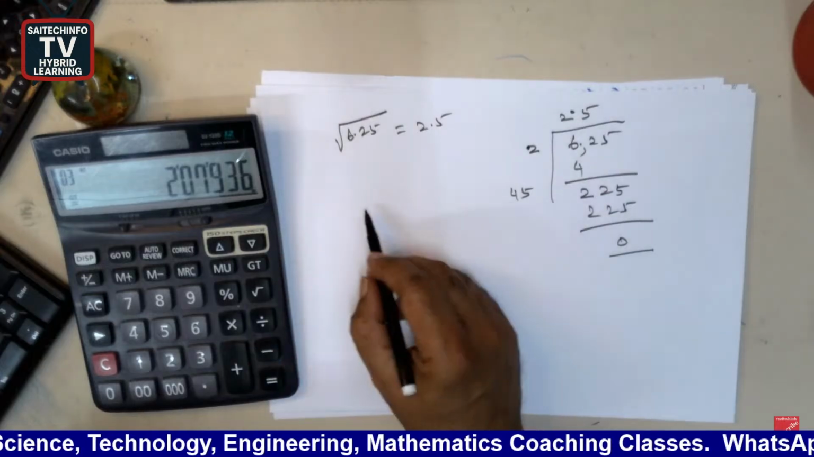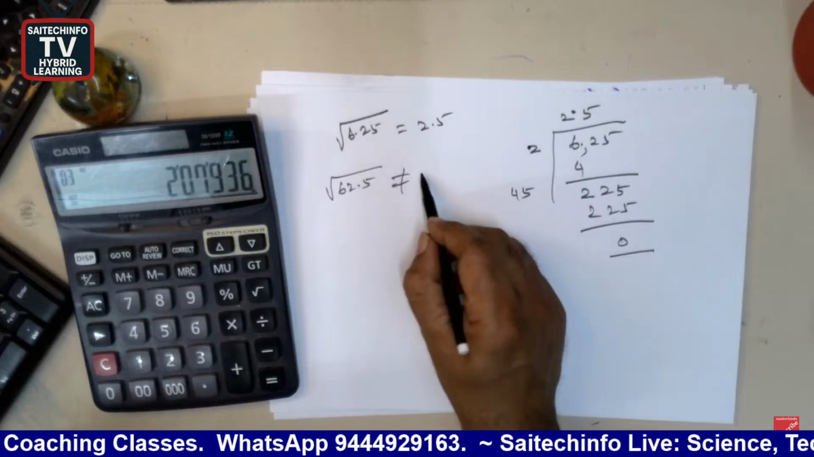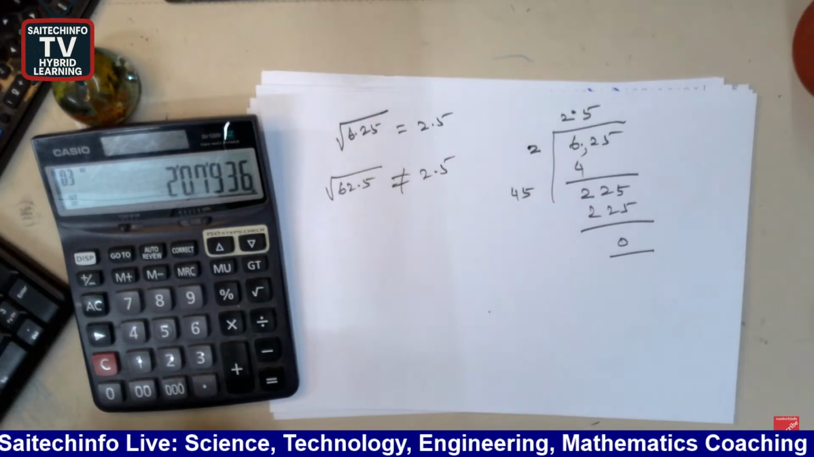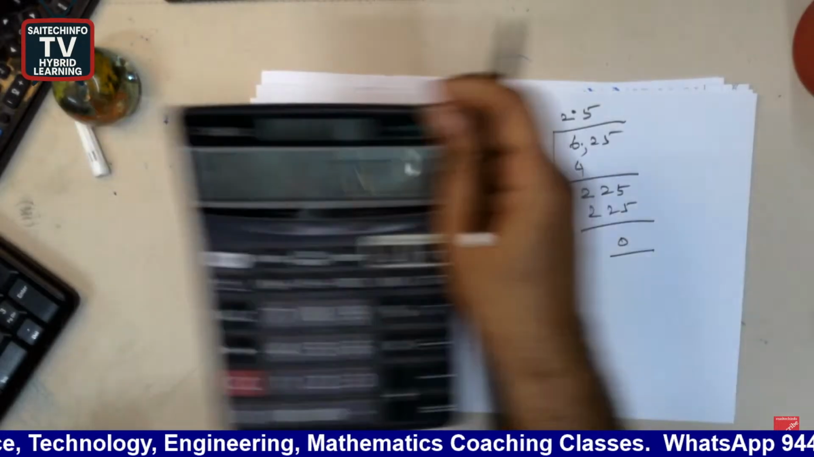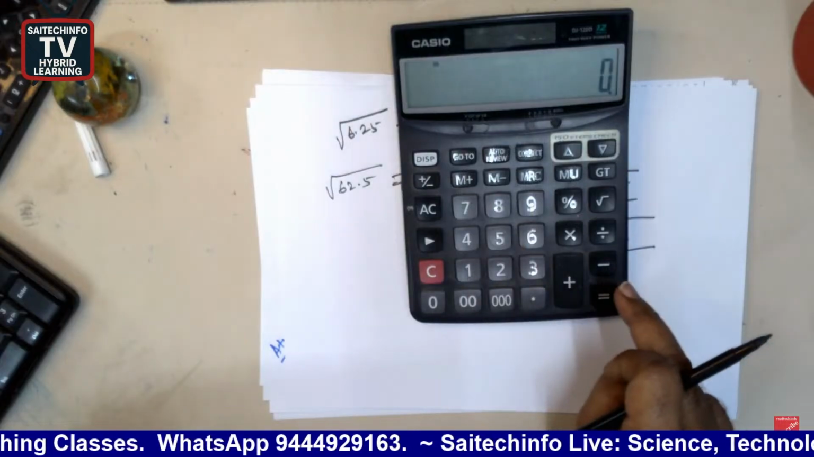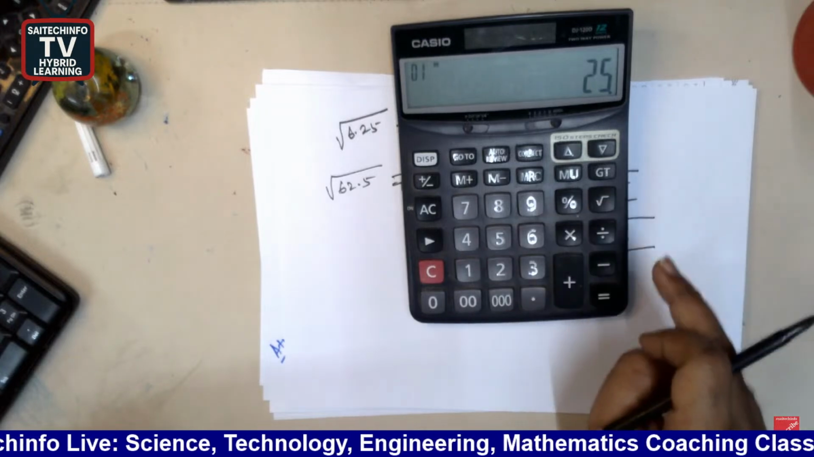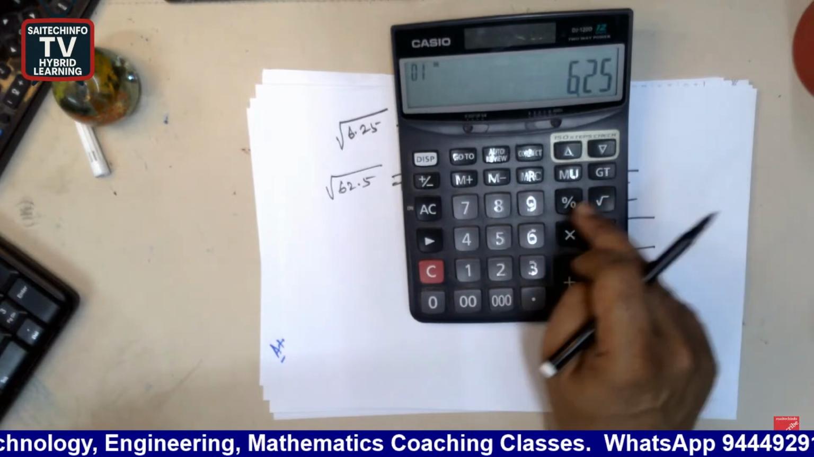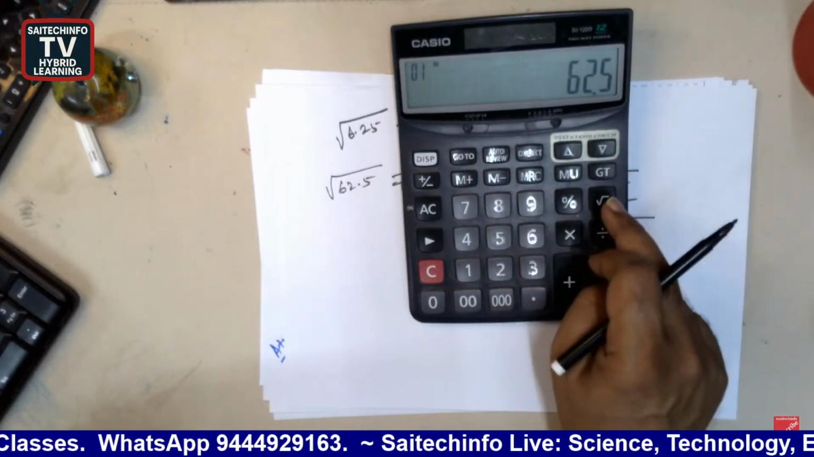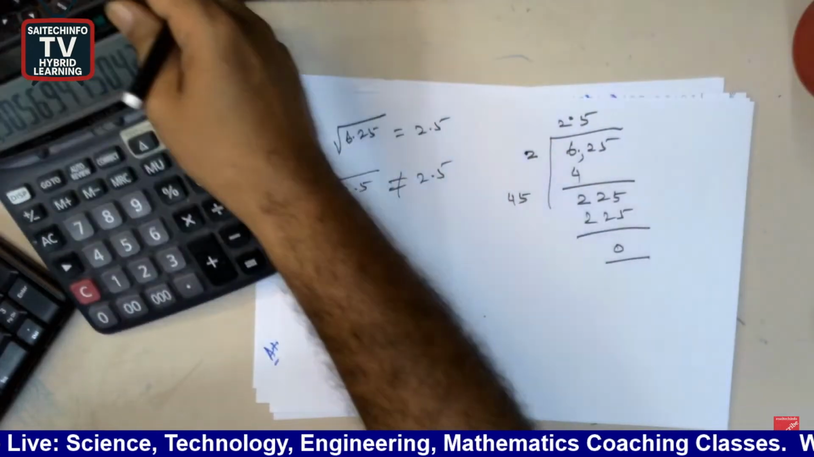But remember, the square root of 62.5 is not equal to 2.5. So we want to find out, for example, with the help of a calculator. First we will find out the square root of 6.25, so 2.5. For 62.5, this is not equal to that. So it is 7.9 only, 7.91.